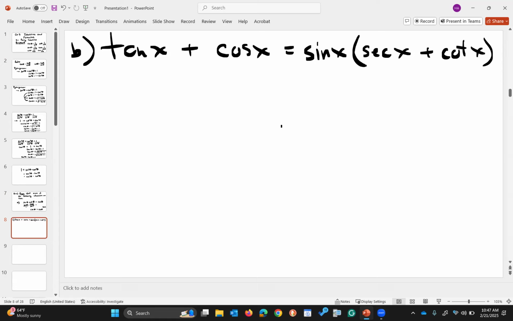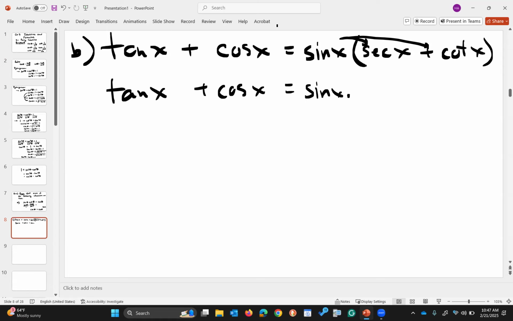Change it all into forms of sine and cosine. The only thing is, since we have parentheses there, I probably want to multiply this out first, just because of that multiplication there. So I'm going to go like this, just this whole concept of distributing the sine of x. Now I got myself sine of x multiplying secant of x plus sine of x multiplying cotangent of x.